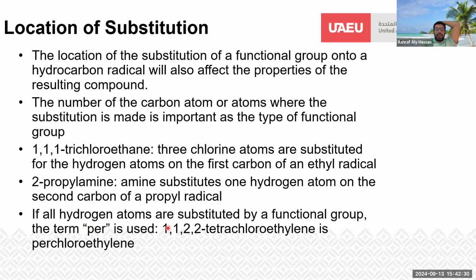If all hydrogen atoms are substituted by a functional group, the term per is used. So 1,1,2,2-tetrachloroethylene is also called perchloroethylene, because now all the hydrogens have been substituted with chlorides. So now it's being called perchloroethylene.